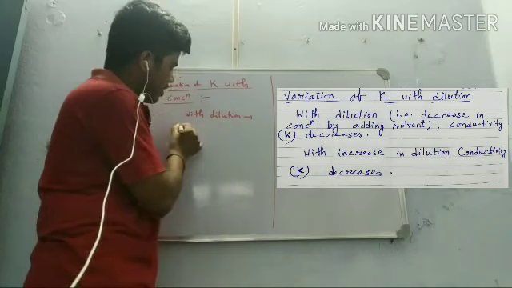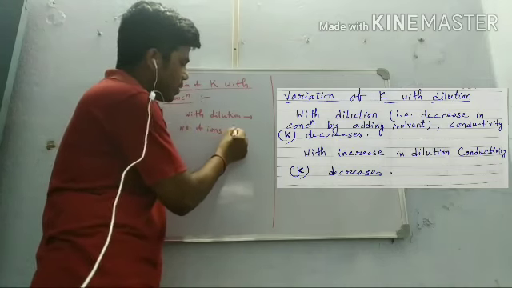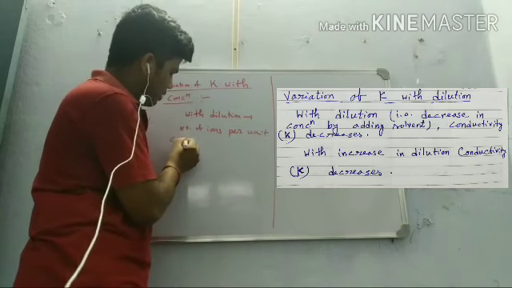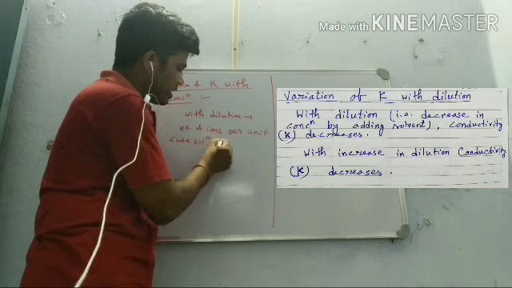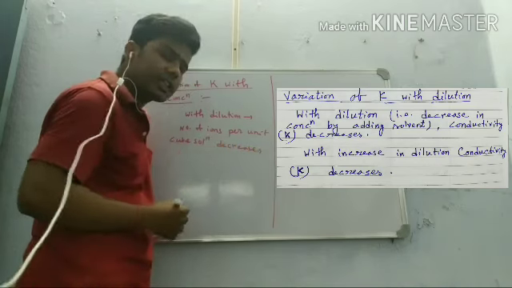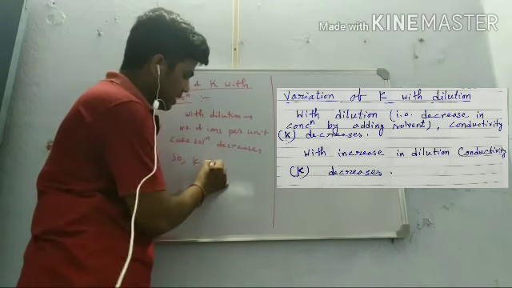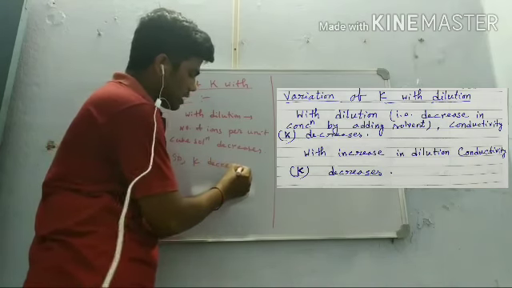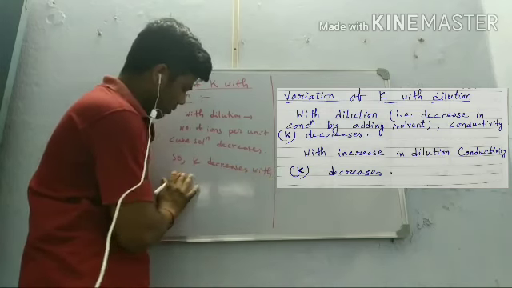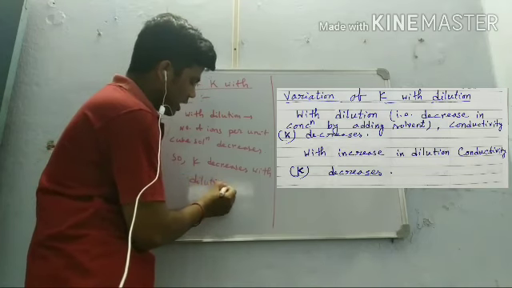With dilution, the number of ions per unit cube of solution decreases. So kappa, that is conductivity, decreases with dilution.